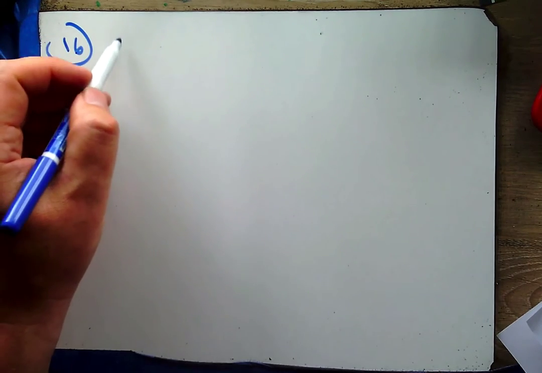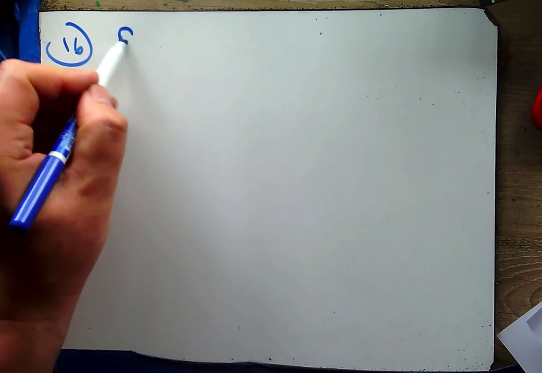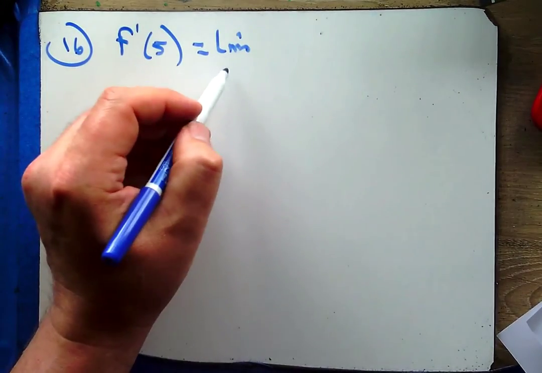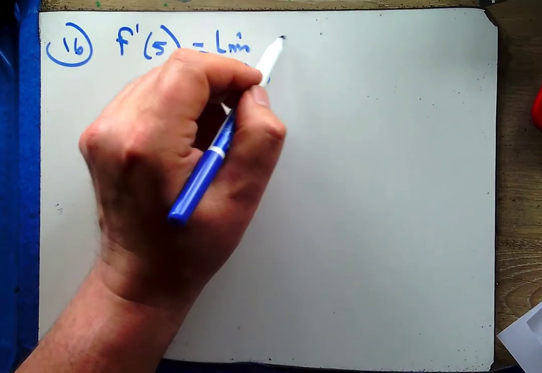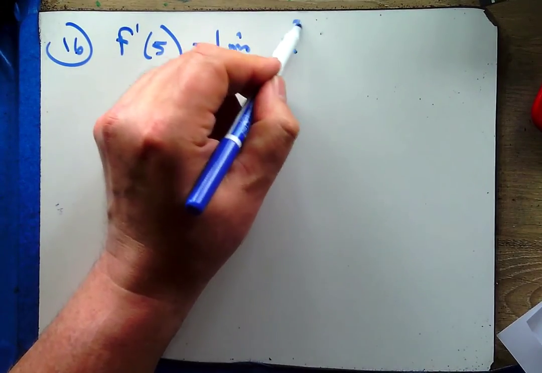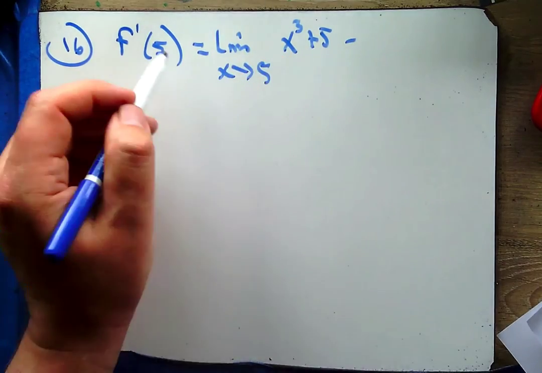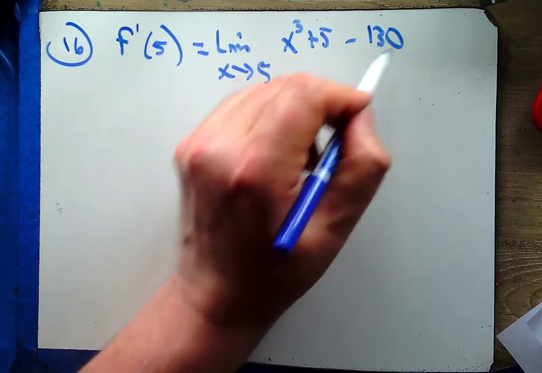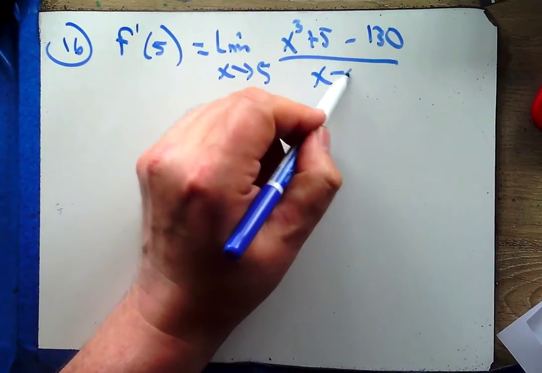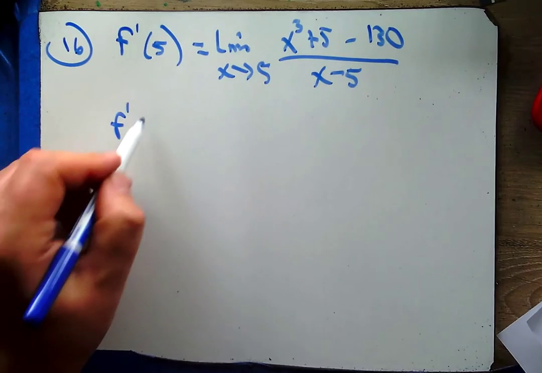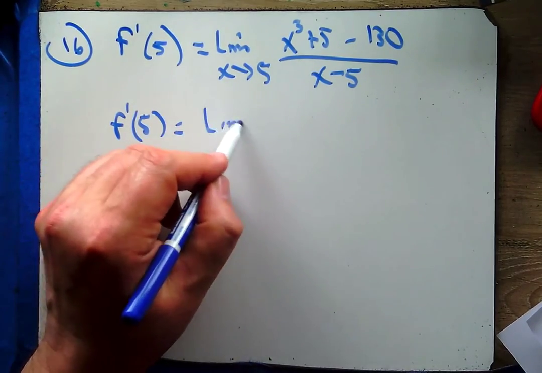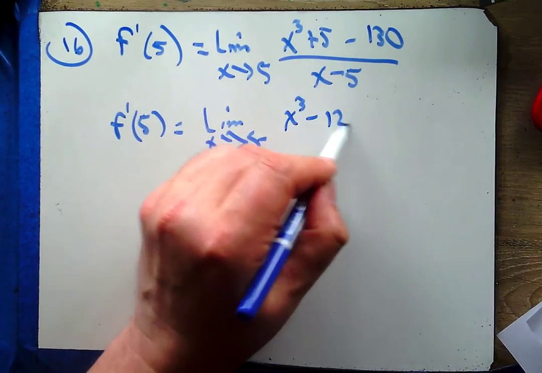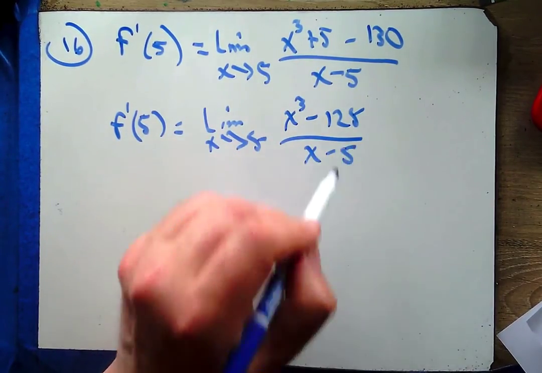All right, so let's use another limit definition of the derivative. We'll go back to the first one we used. The limit as x approaches 5 of f of x, which is x to the third plus 5, minus f of 5. That's 125 plus 5, which is 130, over x minus 5. Well, I know that as x heads to 5, this is going to be x to the third minus 125 over x minus 5.